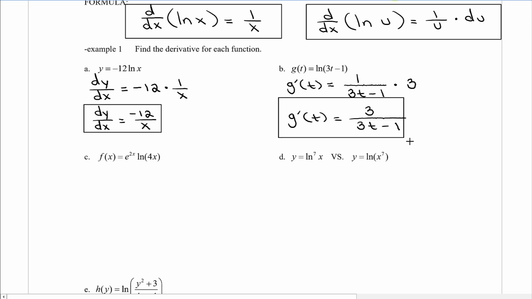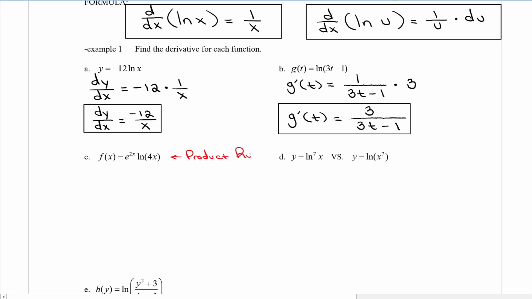All right, let's move on to example 1c. f of x equals e raised to the 2x power times the natural log of 4x. Here we're going to have to apply the product rule. So that's going to be u dv plus v du. I'm going to label here the e raised to the 2x as our u and the natural log of 4x as our v. So let's go ahead and start writing this out.